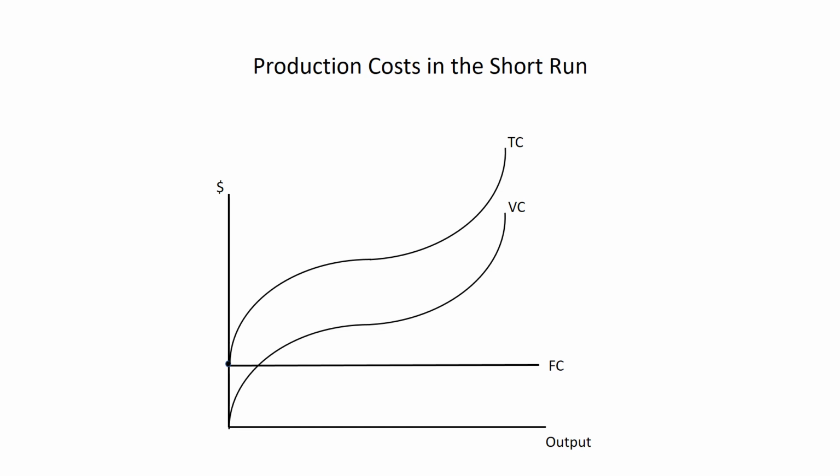However, these aren't the curves that we'll actually be using while modeling the behavior of the profit-maximizing firm. For our models, we'll need to derive the average or per unit cost relationships from these total cost relationships, and that's what we'll be doing in the next video.